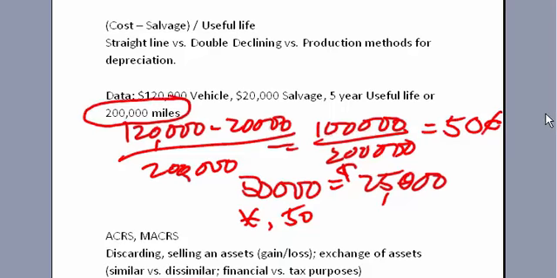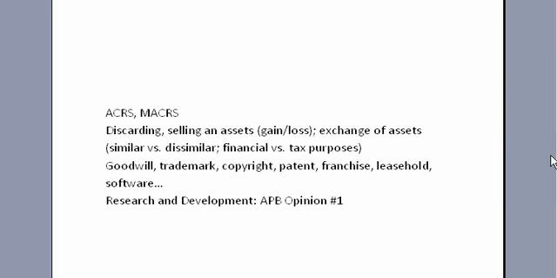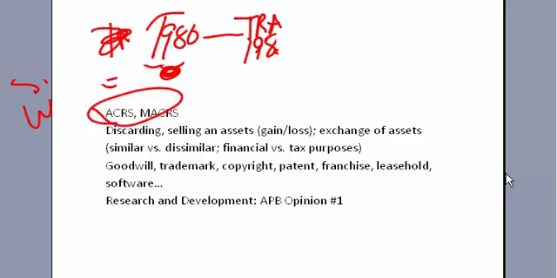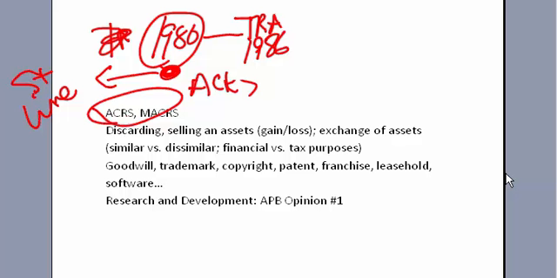All right. The next item then is ACRS, and this started out in 1980 and then was modified in the Tax Reform Act of 1986. And this was all part of Reaganomics. Prior to 1986, all depreciation was straight line. Then in 1980 to 1986, they came up with the concept of ACRS, the accelerated cost recovery system.